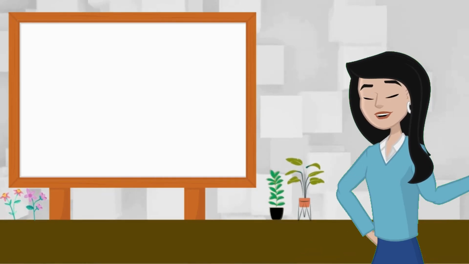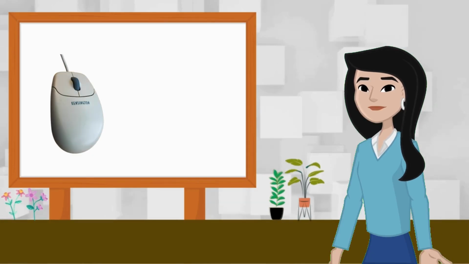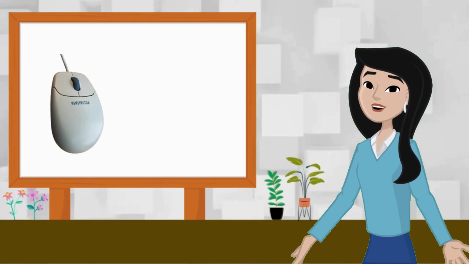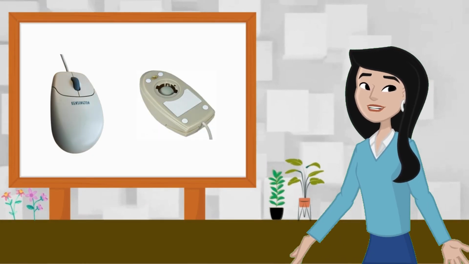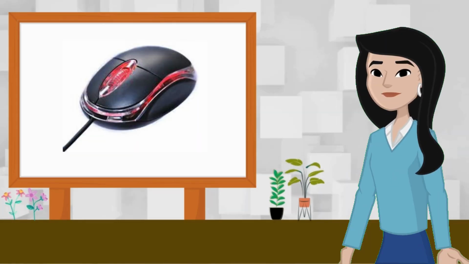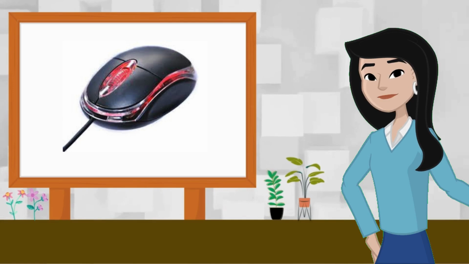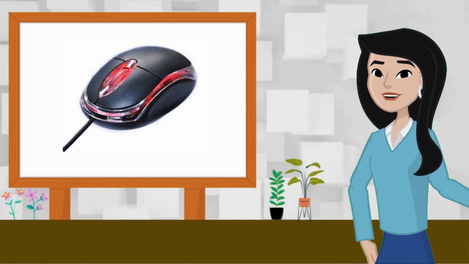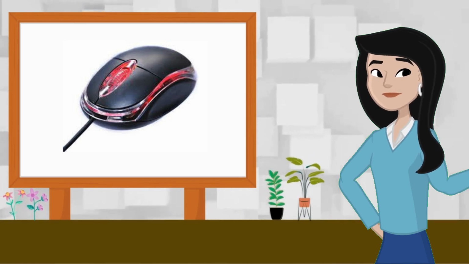The scroll mouse is also of two types. This one is a ball mouse where there is a ball underneath the mouse which helps in movement of mouse pointer. Another one is an optical mouse where in place of ball we use light.